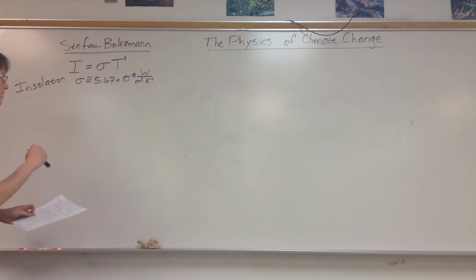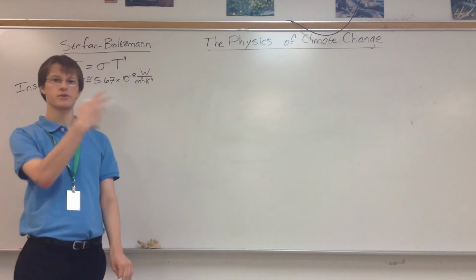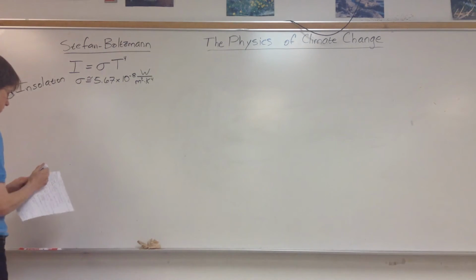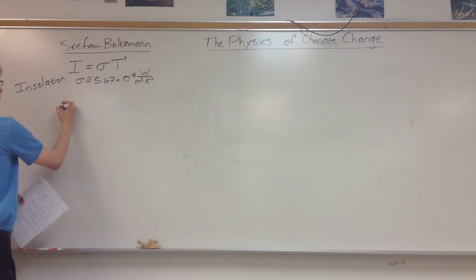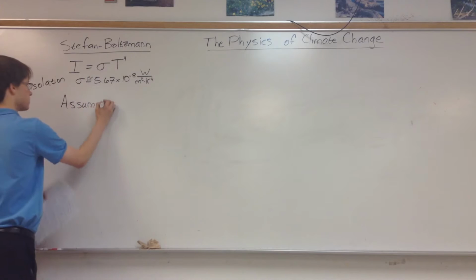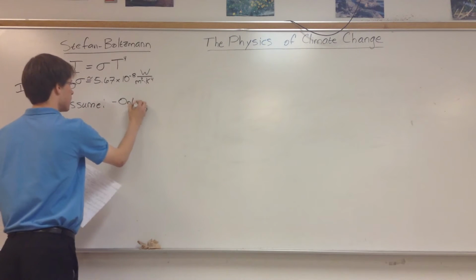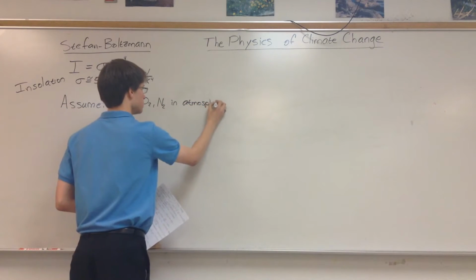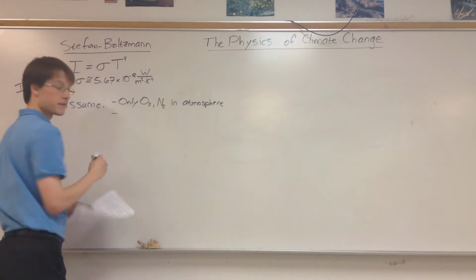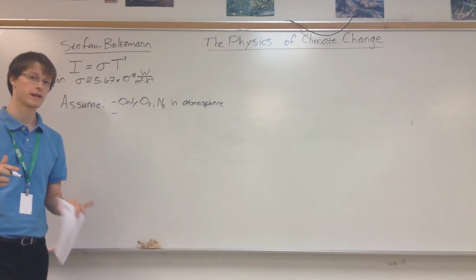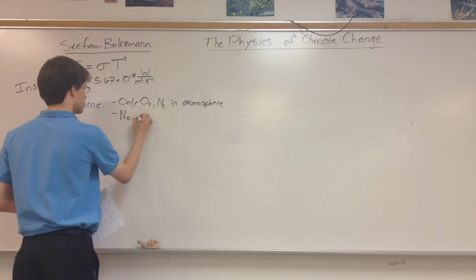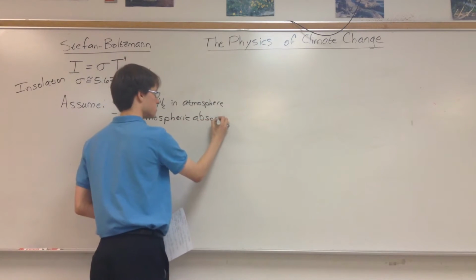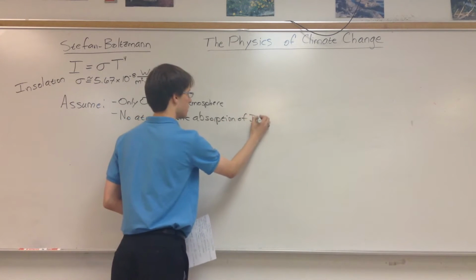So what we want to do first is try to set up a baseline. We want to know, before we start dumping greenhouse gases into the atmosphere, what should the temperature of the Earth look like? So let's assume that there is only O2, oxygen, and nitrogen in the atmosphere. And we're also going to assume that there is no atmospheric absorption of IR radiation, heat.